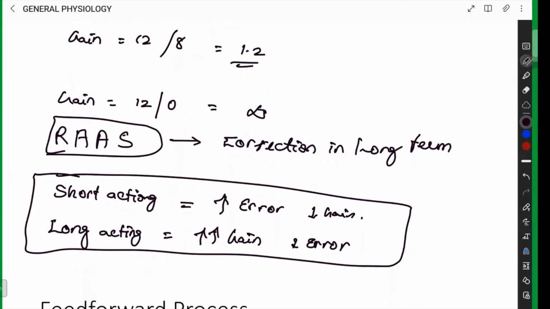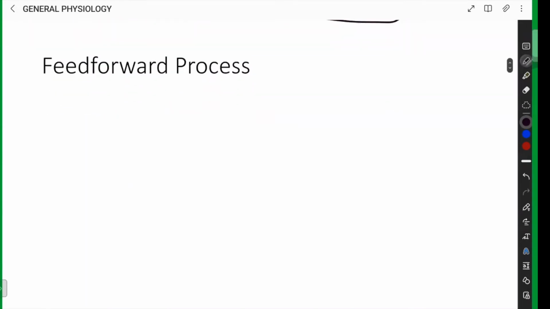Now moving on towards the third important thing. Positive feedback mechanism, we spoke already. Then we have spoken about the negative feedback mechanism. Now the third important thing is the feed forward process. What is a feed forward process?